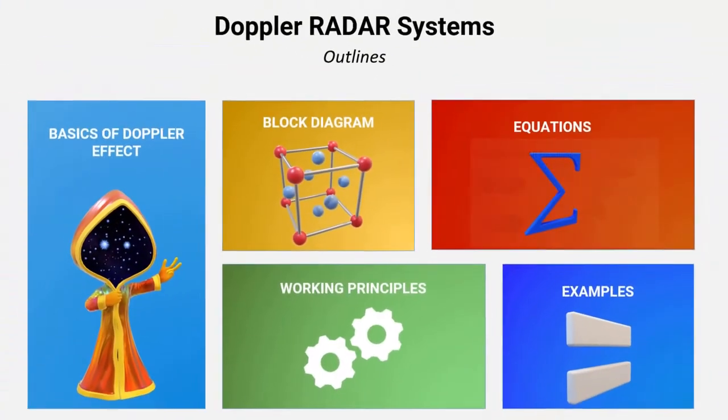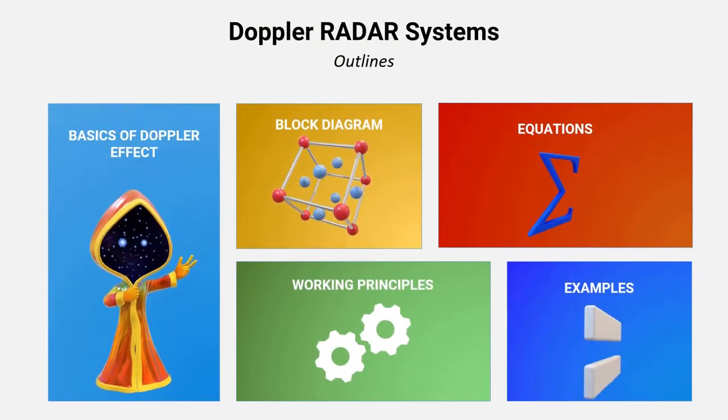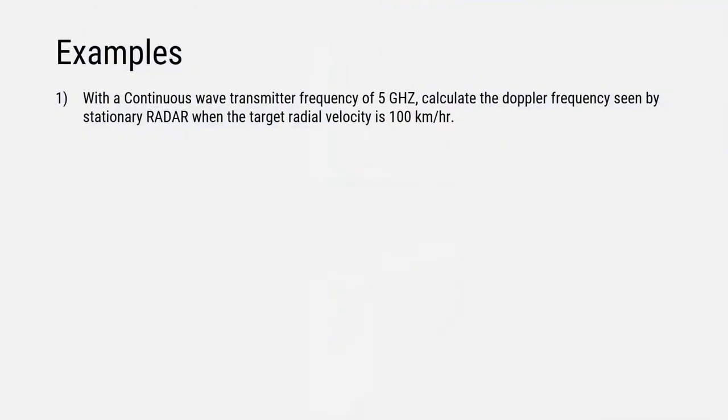So now we'll move on to the example section. Let's say we are given a continuous wave transmitter with frequency 5 GHz. Now we need to calculate the Doppler frequency seen by the stationary radar when the target's velocity is 100 km per hour. In this case, the given parameters are the transmitter frequency, which is 5 GHz, and the velocity of the target or object, which is 100 km per hour.